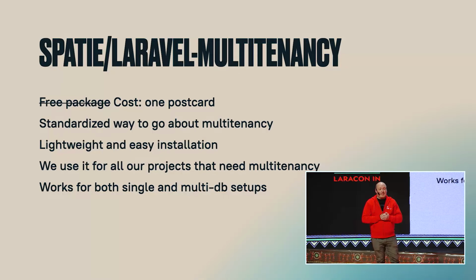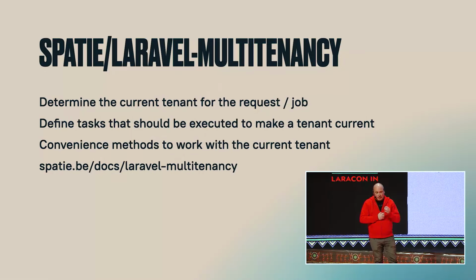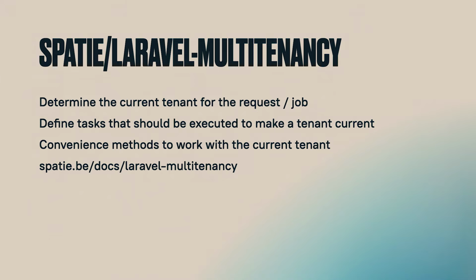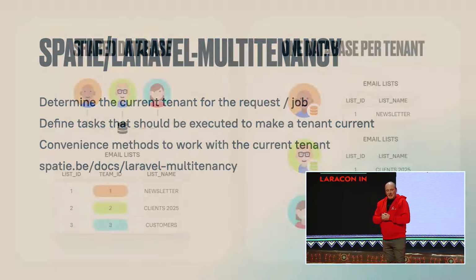And it works for both single and multi-database applications. So what does this package do in a nutshell? When a request comes in, it will determine what should be the current tenant or team for this request or for this job. When we've decided, hey, this team should be the active one, we can define tasks that should be executed to make that tenant the current one. And there are also convenience methods, so you can easily retrieve the current tenant or the current team. And everything that I'm going to say and more is documented on our documentation site.